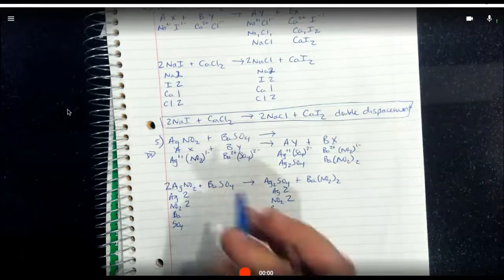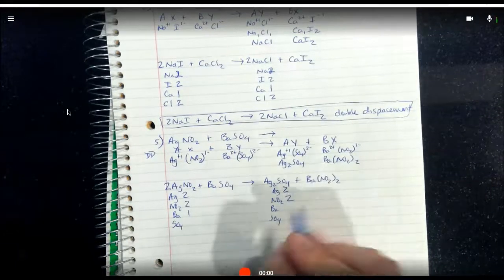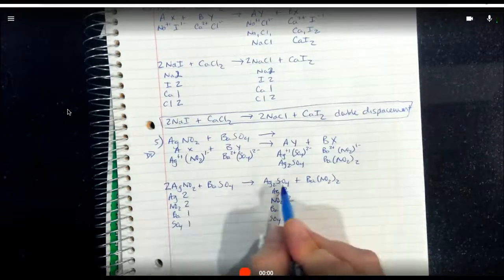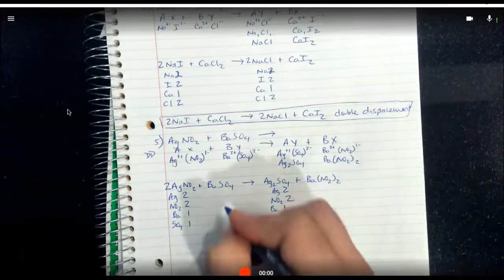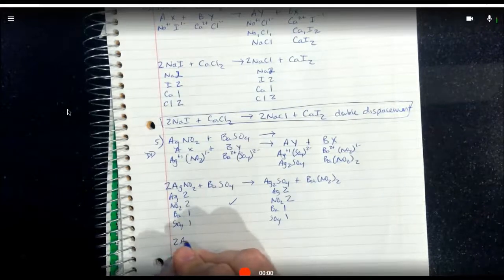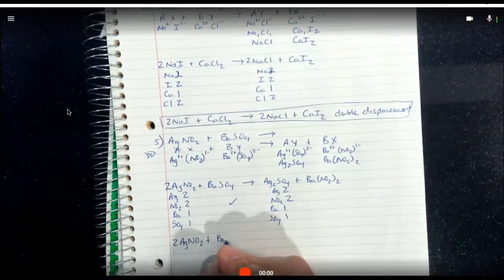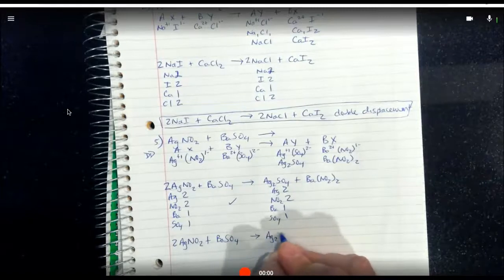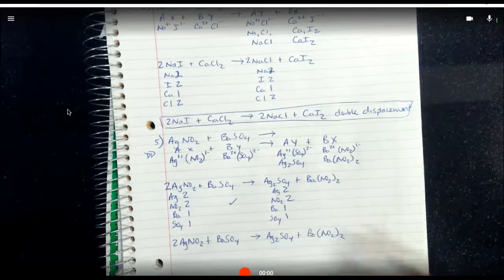Barium on the left-hand side, we have 1 unit of barium. On the right-hand side, the product side, we also have 1 unit of barium. Sulfate, 1 on the left-hand side. Sulfate, 1 unit of sulfate on the right-hand side. So when these all match, we have a balanced chemical equation. So our answer will be 2 moles of silver nitrite plus 1 mole of barium sulfate react to produce 1 mole of silver sulfate and 1 mole of barium nitrite.